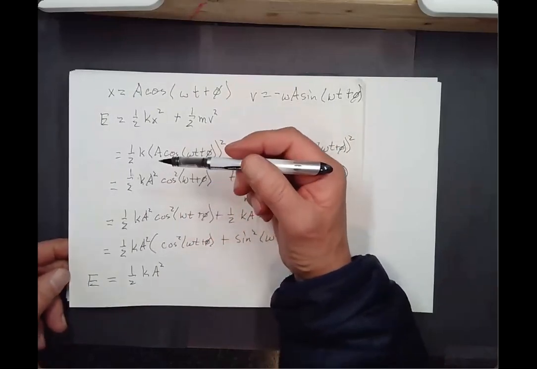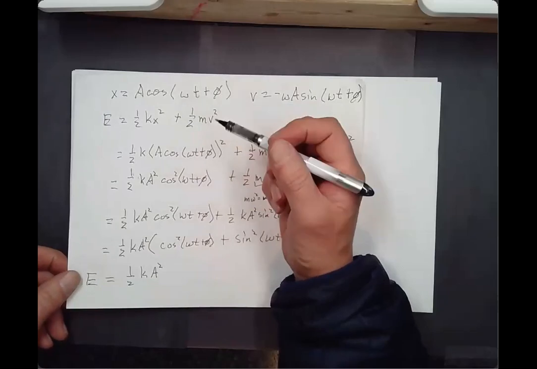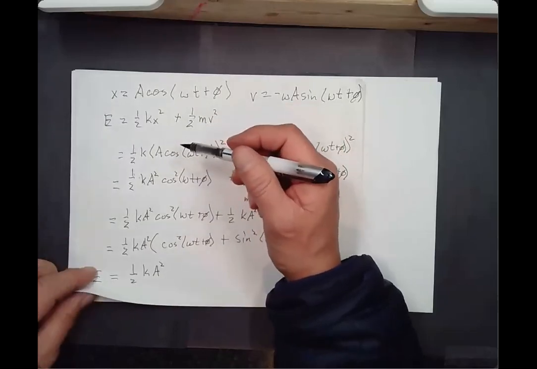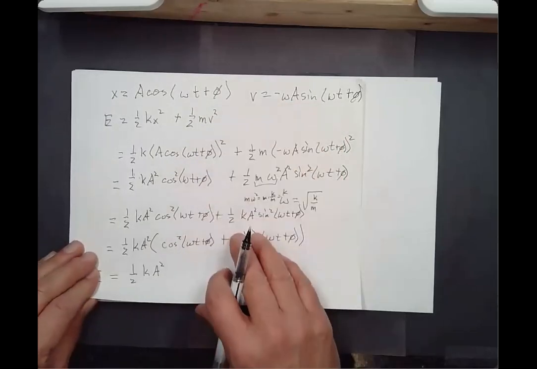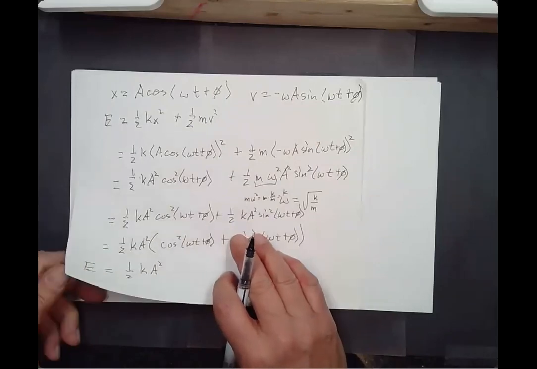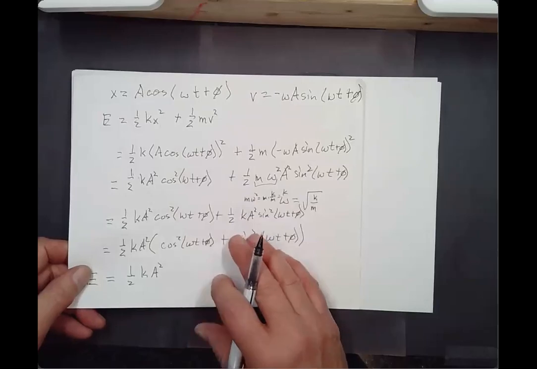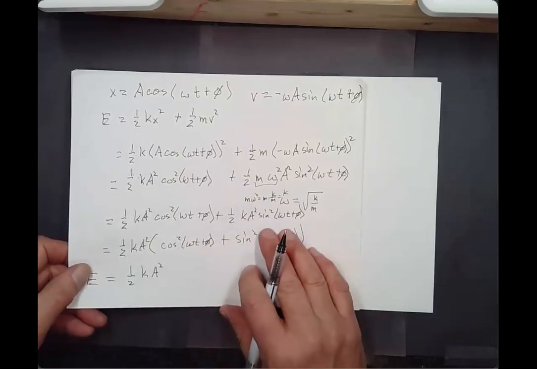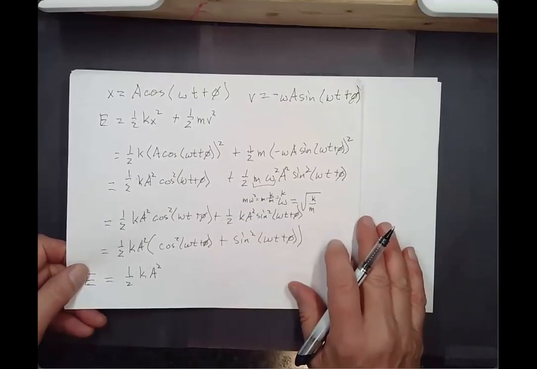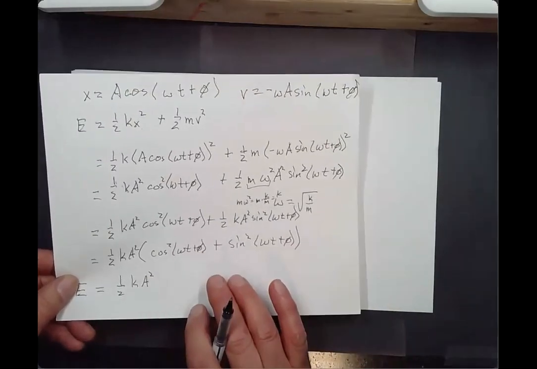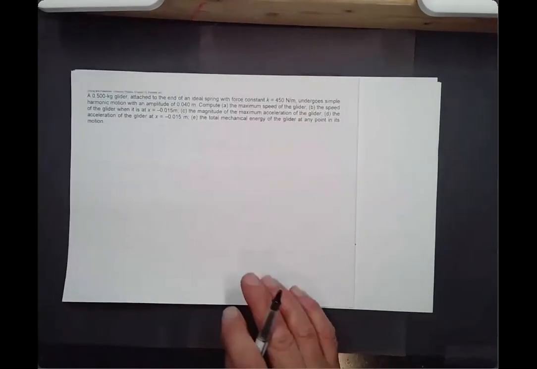Now that's for a spring, but section 14.4 of your textbook looks at different types of oscillatory motion. Pendulums is one of the things they look at, a torsional pendulum. Lots of different situations similar to that. And it works.